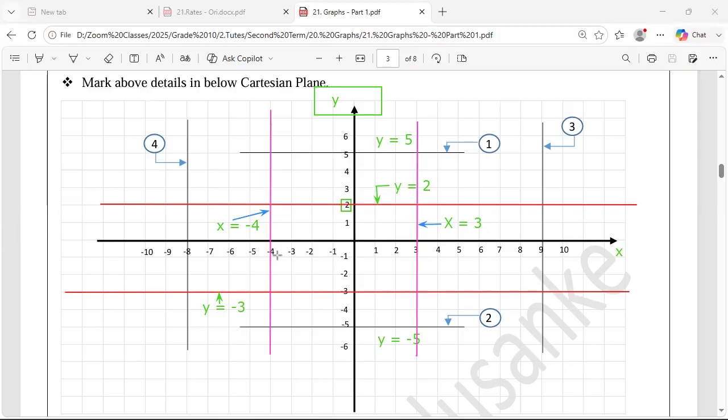Then what is the equation of line 3? Here you have line 3, and it passes through the x-axis. X equals what number does it pass through? X equals 9. Then line 4, what is the equation of line 4? Line 4 is this, right? So we have x equals something, and the something is the point negative 8.